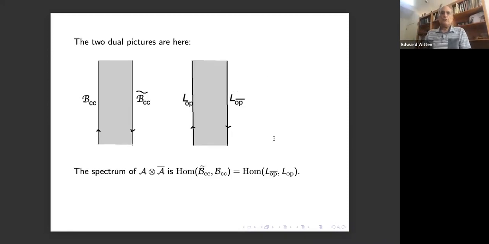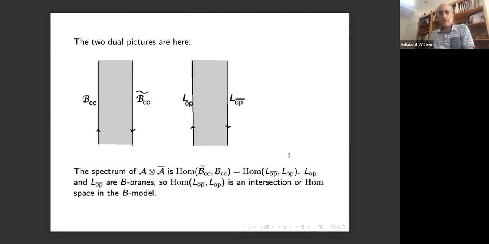So here are the two dual pictures. After unfolding, we have the two quasitropic branes on the two boundaries. The line that represented the gluing of the diagonal we forget about. There's nothing there. The dual picture is a strip with two Lagrangian branes on the two sides. So what A tensor A bar is acting on is Hom between these two branes, but that's the same as Hom between these two branes.